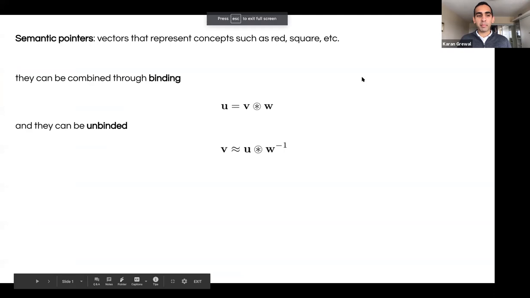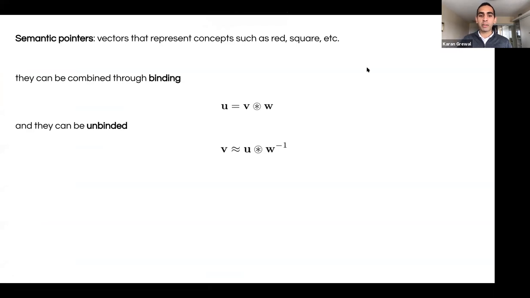So first, before we talk about the grid cell aspect of spatial representations, there's a lot of background that might be worth going through. This research group in particular has spent a lot of time working on semantic pointers. The high level idea of semantic pointers is that they're used to represent concepts like red, square, et cetera. They're somewhat similar to Word2vec or these neural representations that we get, just because some of the original papers they cited on this go back to 2010, when we didn't really have things like Word2vec.